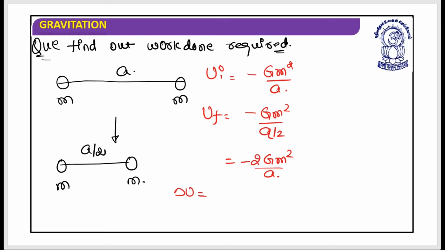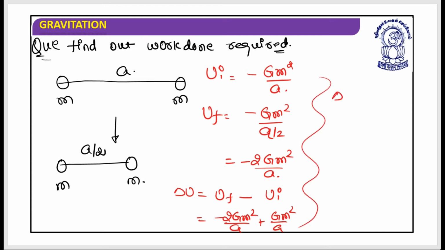Next, find delta U, which is UF minus UI, which equals minus 2GM square by A. Now it's minus minus plus GM square by A. So this delta U would be equal to minus GM square by A, which is equal to the work done. So the work done is minus GM square by A. Now let's decide what the work done by internal forces is, whether positive or negative. The gravitational force, which we consider an internal force, is acting in this direction.